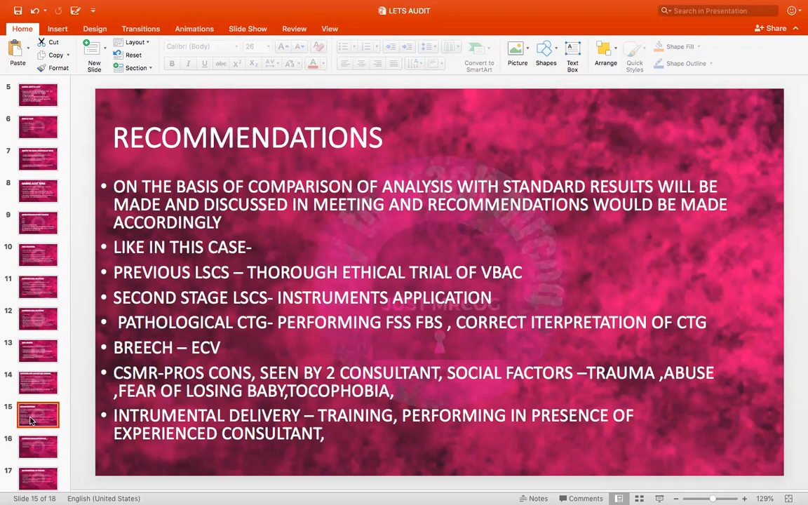So what is the interpretation? That for breech, they have not offered ECV. For previous cesarean, they have not offered VBAC. For cesarean section on maternal request, they have not bothered to address her concern. She said cesarean and they happily went for cesarean. So this is our interpretation, that they have not addressed the mother, they have not offered ECV, they have not offered a VBAC trial. This is our result. So what would be the recommendation? They have not offered ECV, so our recommendation would be, please offer ECV.